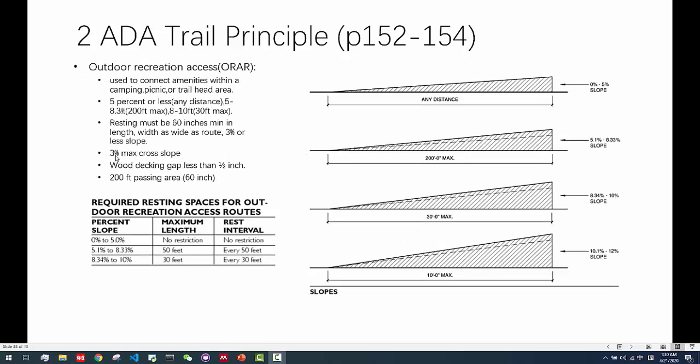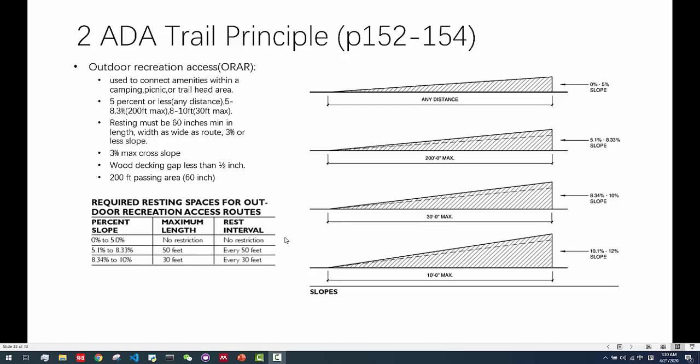I guess I will take it as 2%. I don't know why it's 3% here. Maybe it's because that's for the ones that connect to the amenities. But 2% is safe. Wood decking gap less than 2.1 inch.